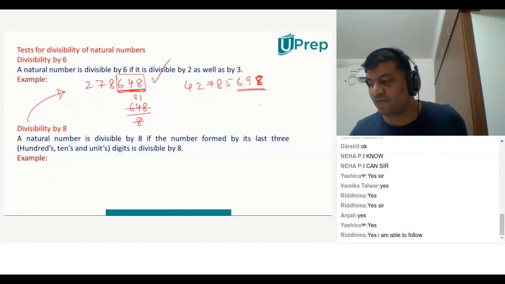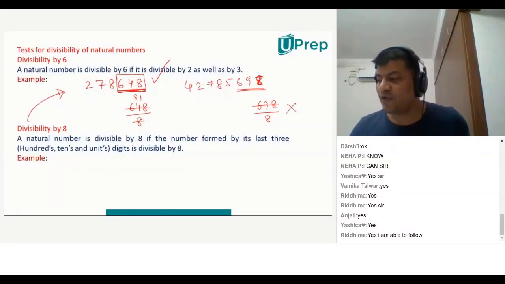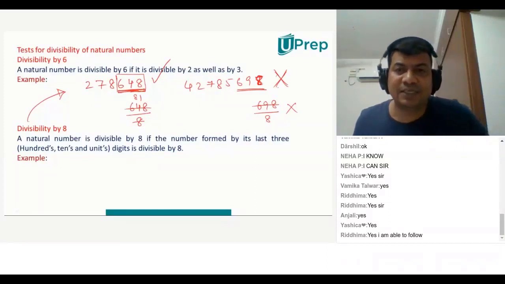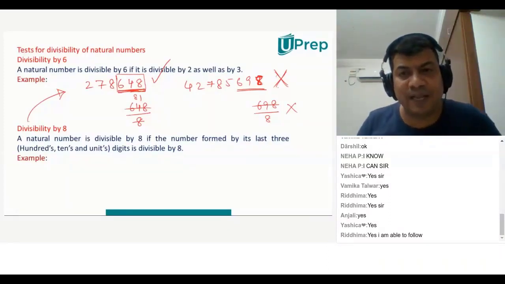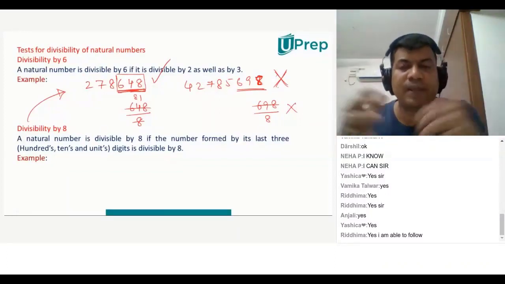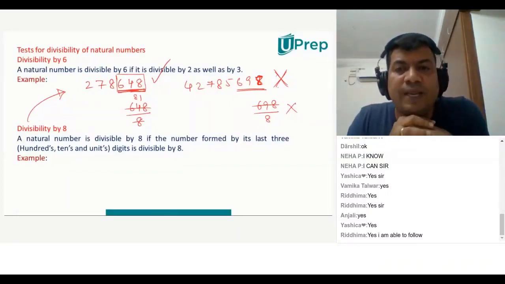Now here we are checking 698. Once again, we divide by 8. 8 eights is 64. How much is left? 58. Is 58 divisible by 8? No. Therefore, this is not divisible, so this number is also not divisible. So we check the last 3 digits. If the last 3 digits are divisible by 8, then the number is divisible by 8. If the last 3 digits are not divisible by 8, then the number is not divisible by 8.